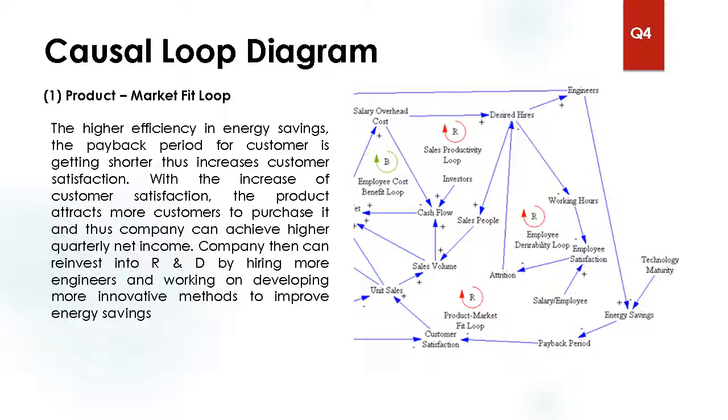First loop, the product market fit loop. The higher the efficiency in energy savings, the shorter the payback period for the customer, thus increasing customer satisfaction. With the increase of customer satisfaction, the product attracts more customers to purchase it, and thus the company can achieve higher quarterly net income. The company can then reinvest in R&D by hiring more engineers and working on developing more innovative methods to improve energy savings.